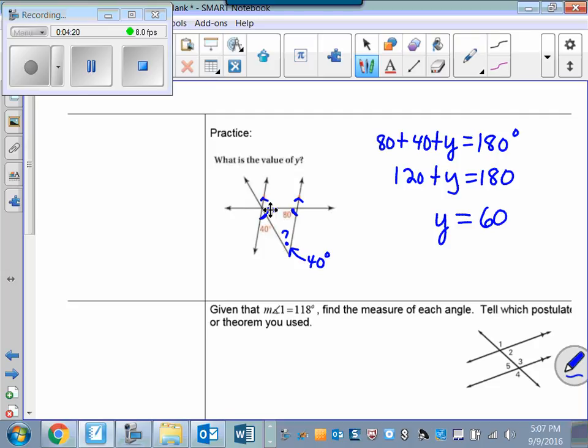Now, does that make sense? Of course it does, because look at this. What if I extend these parallel lines? And here's my transversal.